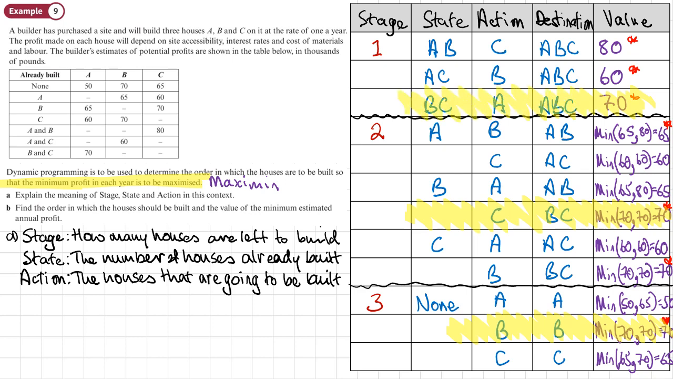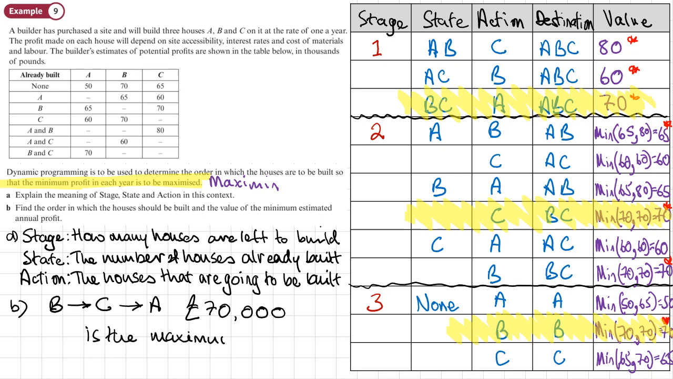So now I have my house building order and my maximum value. So house B first, followed by house C, followed by house A, and that will give me a maximum minimum profit of 70, and this is in thousands of pounds, so £70,000 is the maximum minimum profit.